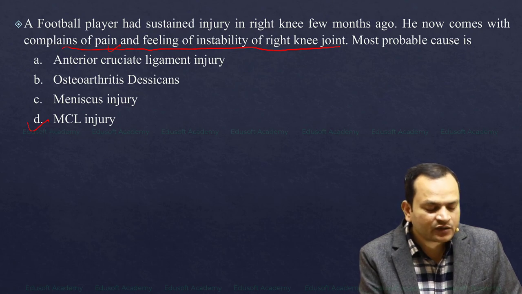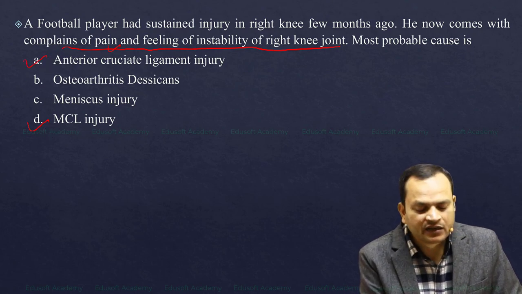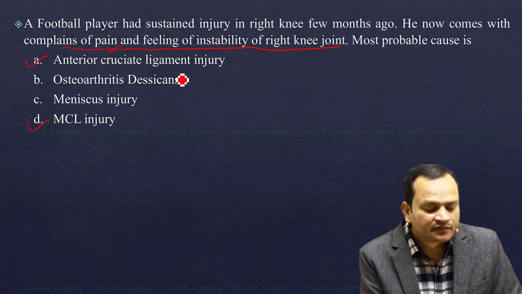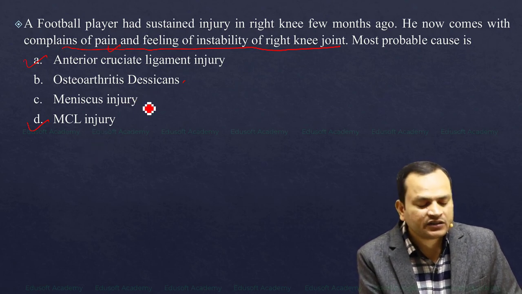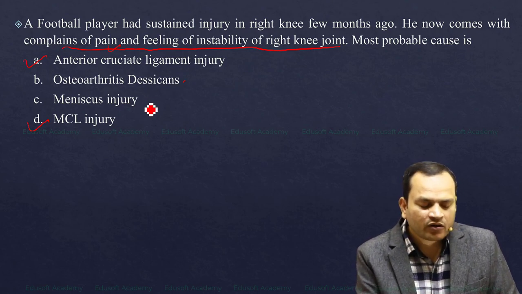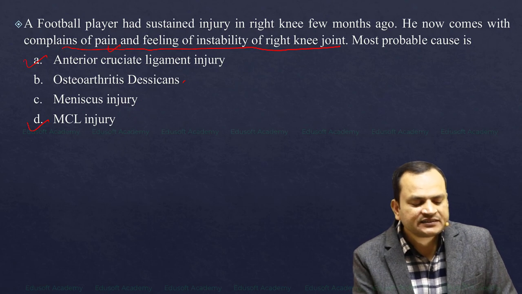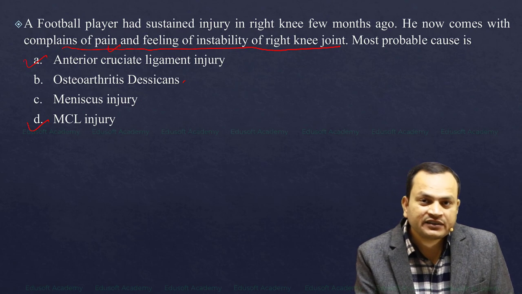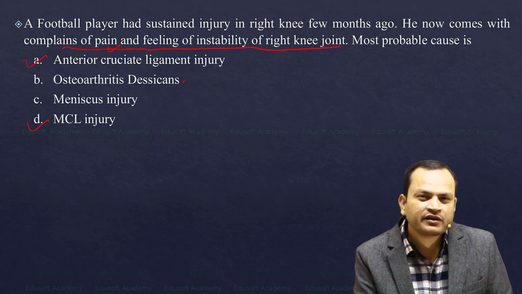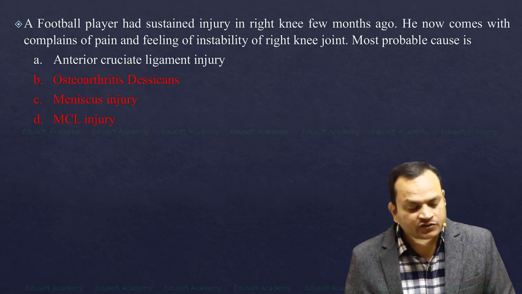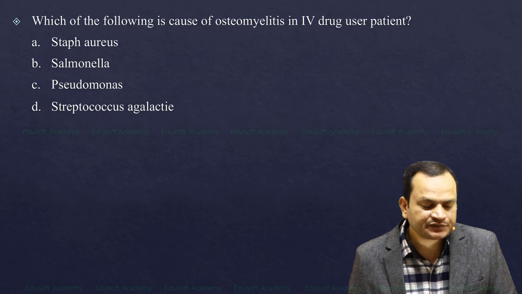MCL, the medial collateral ligament, and anterior cruciate ligament that causes instability. Osteoarthritis, discs, it causes pain in the knee, or there can be locking of the knee. Meniscus, it causes locking of the knee, or can be pain. Now, see, since he is a footballer, most commonly anterior cruciate ligament is injured in case of a footballer whenever there is a twisting injury. Okay, so the correct answer for this question is anterior cruciate ligament injury.